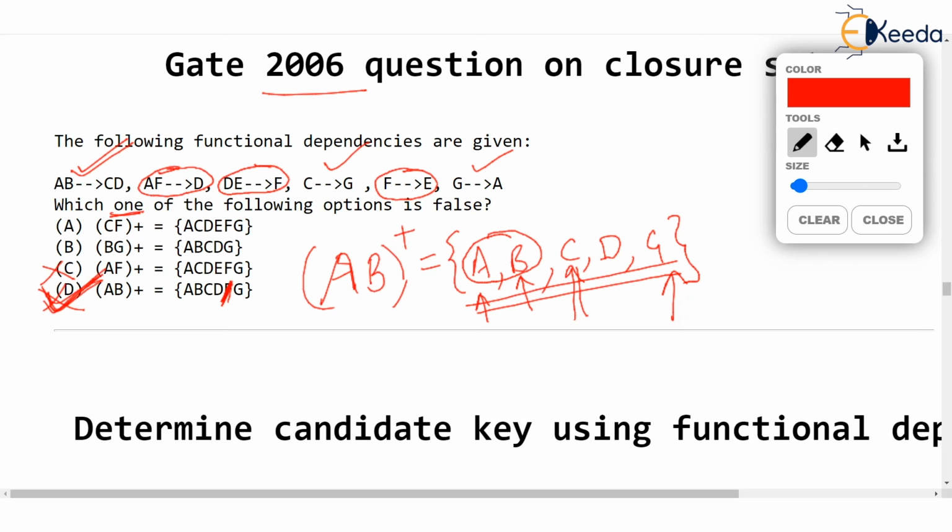A is correct. B is correct, but C is false. They are asking which one of them is false. Of course, C is false because AF plus is not going to contain so many keys. AF plus is going to contain only few keys. Isn't it so? So C is the correct option as C is false.